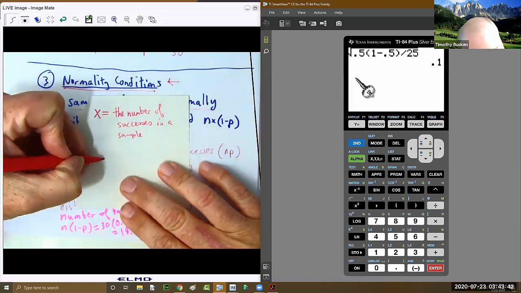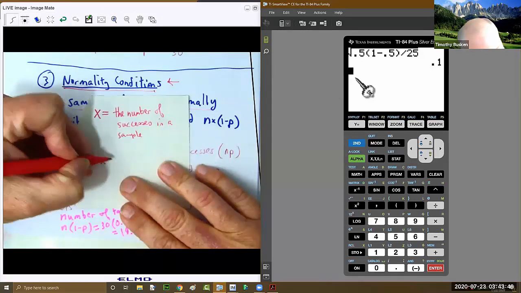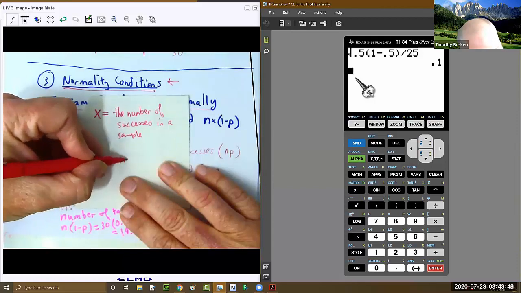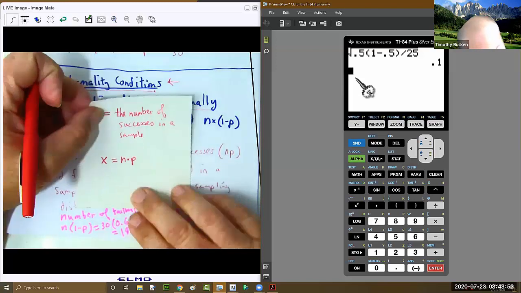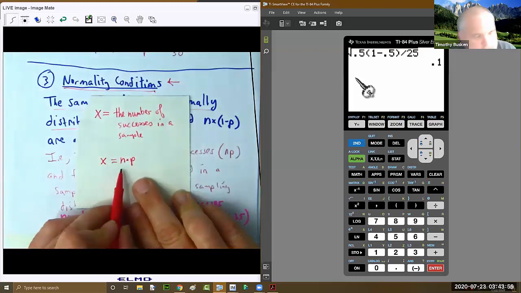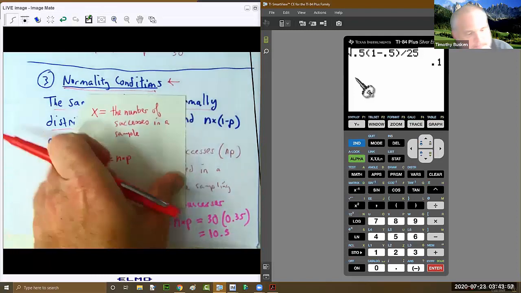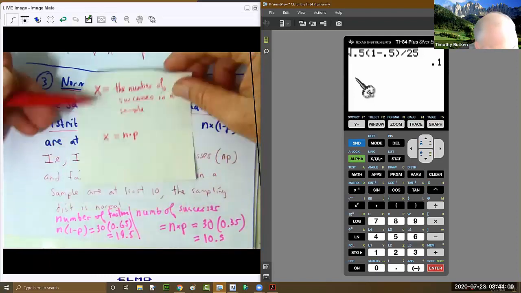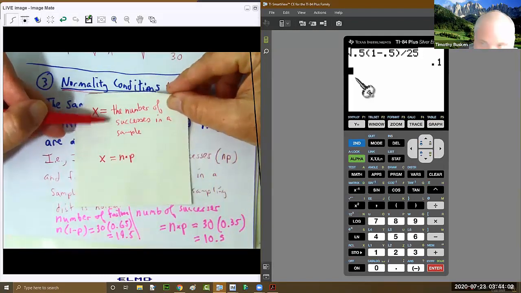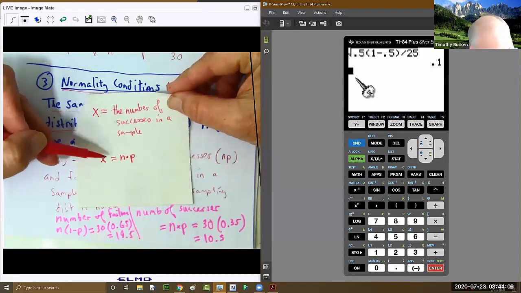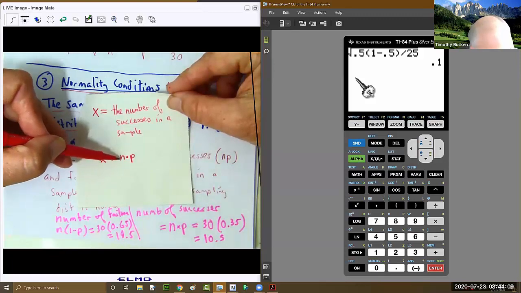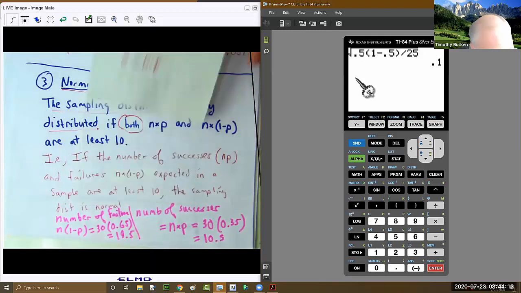So it turns out that x is the number of successes in the sample, the binomial random experiment, and the expected value for x is also equal to n times p, or p% of n.